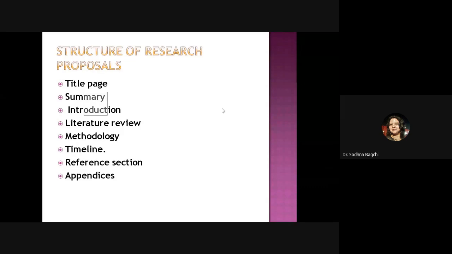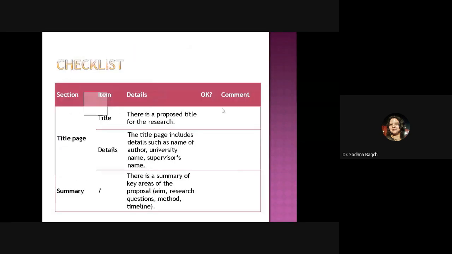Now, the main key highlights of your study. Checklist. Now we are going to check what things in your research proposal are included or not. Title page: there should be a proposed title for the research study. The title page includes details such as the name of the author, university name, and supervisor's name. All must be included in the detail.